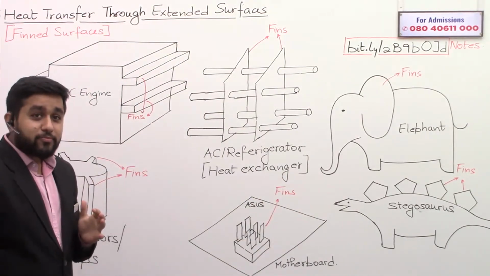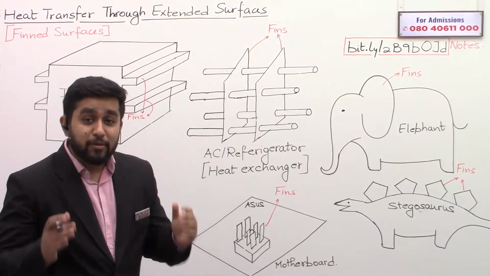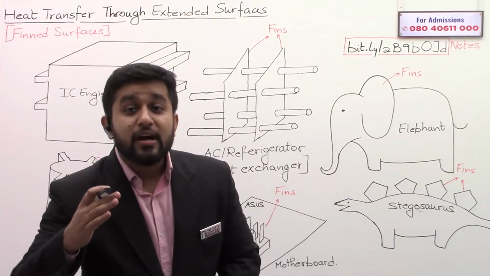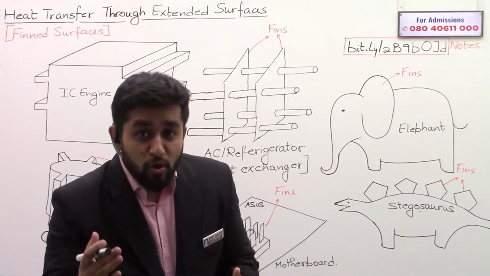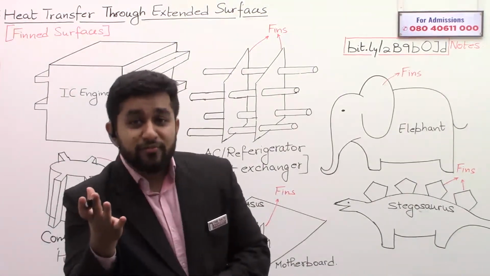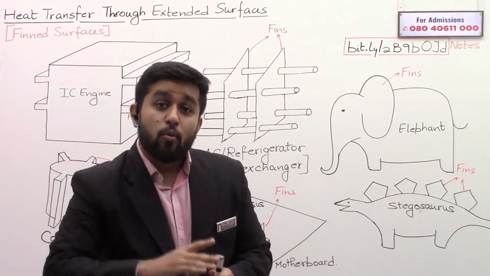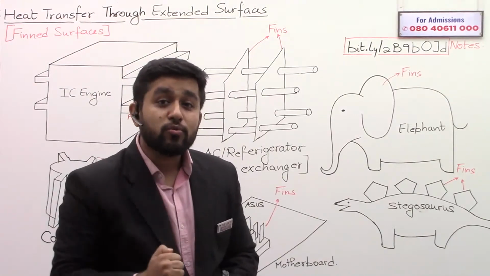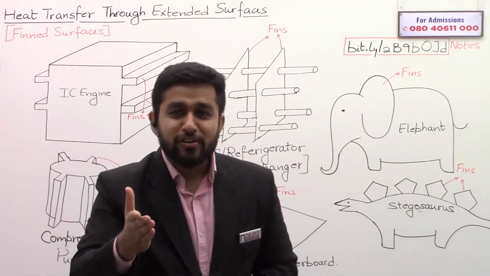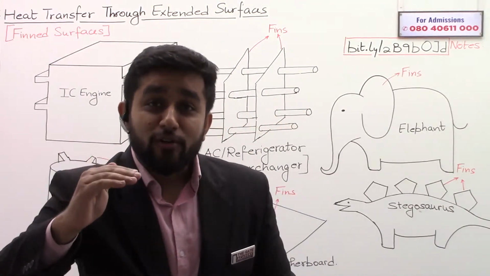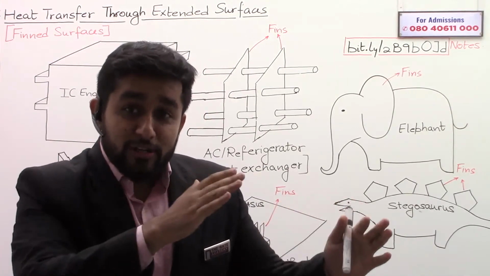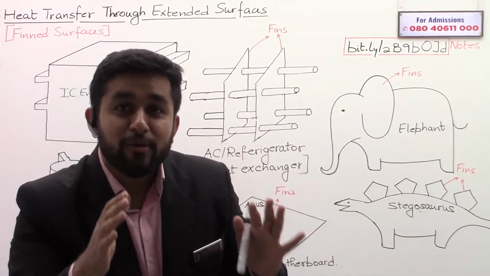So let's start. There are a lot of applications, examples, systems where we want to increase the rate of heat transfer from a solid surface to surrounding fluid. Can anyone tell me, if there is a solid surface and we have a surrounding fluid, what is the heat transfer mechanism between the two? Anyone? Please be fast. I think it is convection, right? Solid surface, surrounding fluid, heat transfer will be by convection.